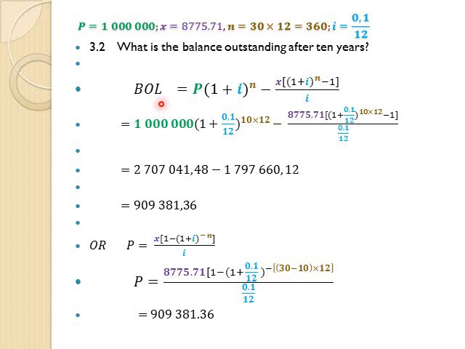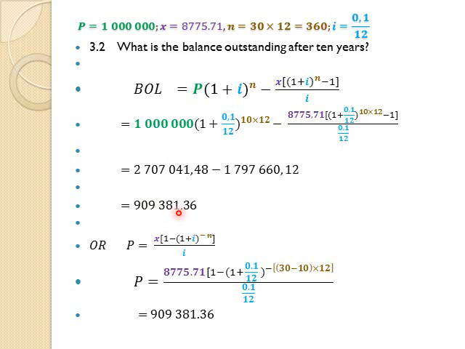So after 10 years, I owe 2,707,041 rand 48 cents, and I've paid 1,797,660 rand 12 cents back on a R1 million loan. So far they've made 797,000 rand interest from me. So I still owe 909,381 rand 36. So after 10 years paying almost 9,000 every month, I technically only paid 91,000 back.